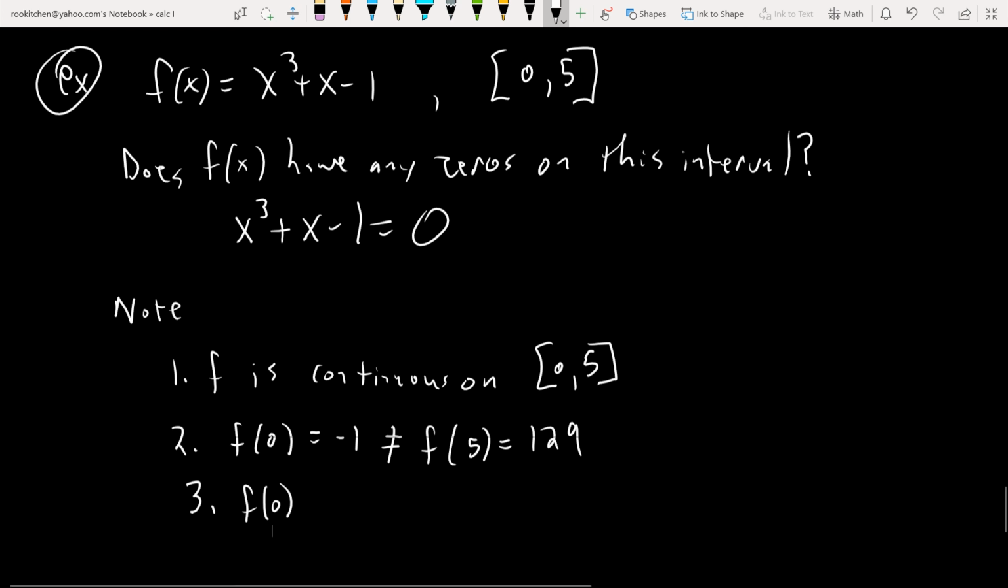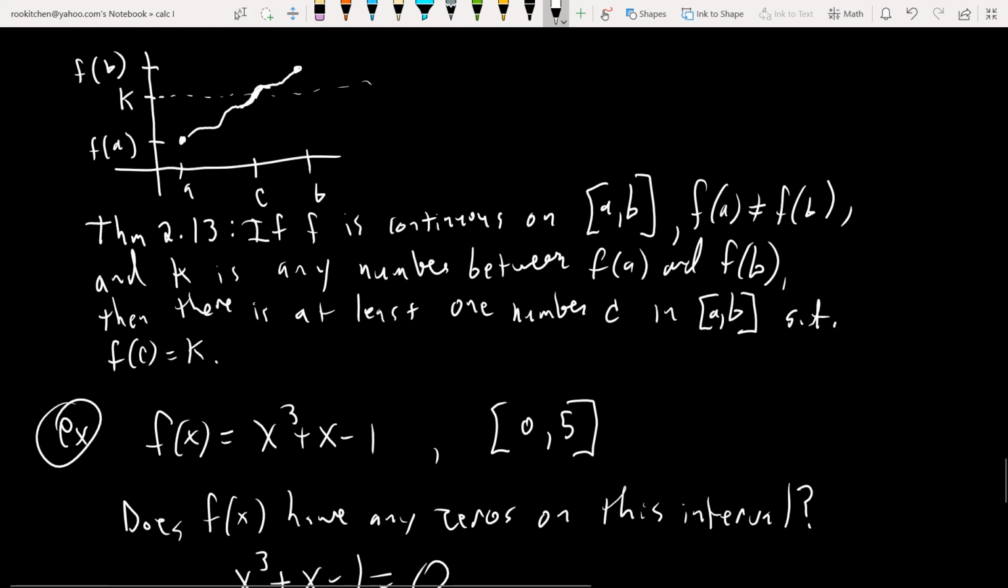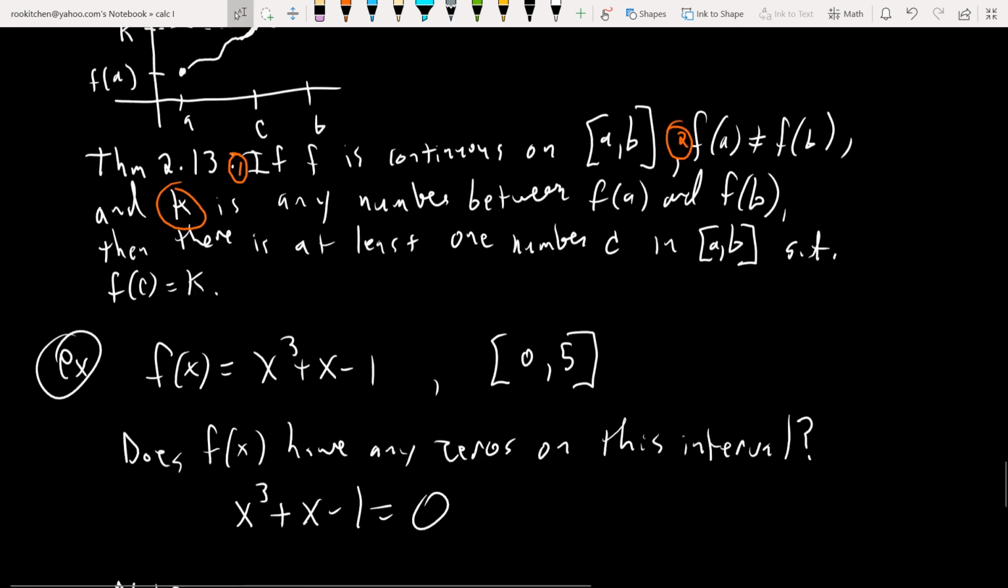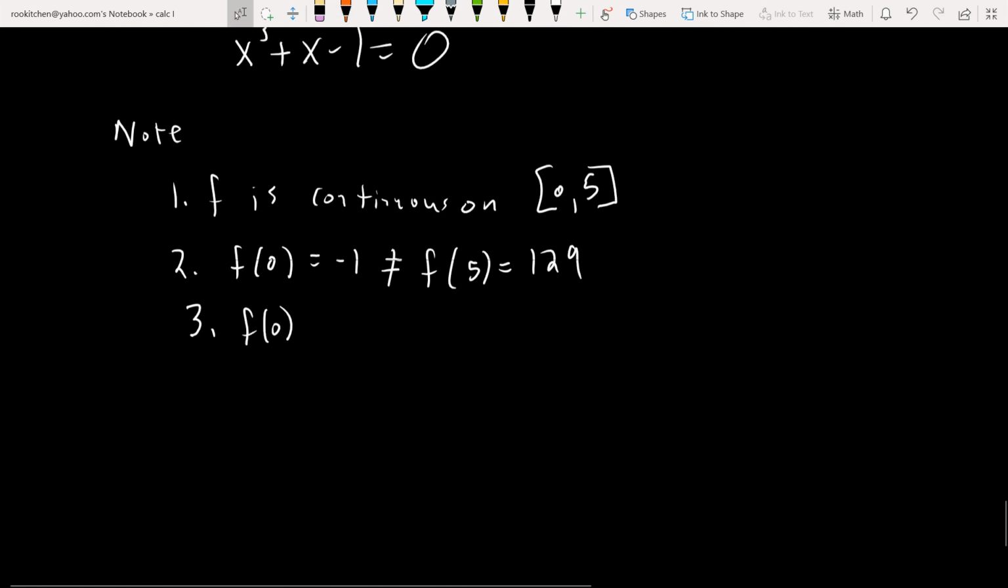So what am I doing here? I'm trying to establish the three criteria that you need for this theorem to apply. So first, I have to show that f is continuous, right? Secondly, I have to show that f of a is not equal to f of b. And then thirdly, I want this k value to be a number between f of a and f of b. So note f of 0 is -1, which is less than 0, which is less than f of 5, which is 129.